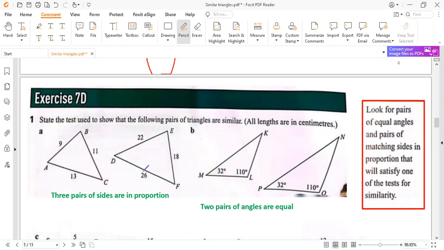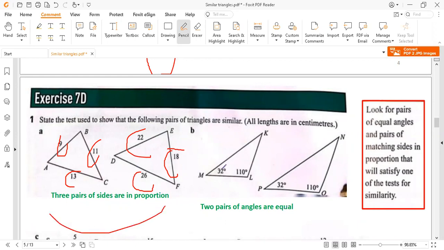It is clear that 26 over 13, the longest over the longest, is equal to 2. Then the middle one, 22 over the middle one here, 22 over 11, equals 2. Okay, we are in the same ratio until now. And 18 over 9 equals 2. So normally, yes, we succeeded to justify that we have three pairs of sides in proportion.